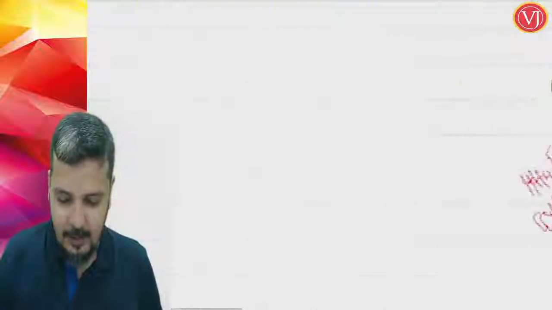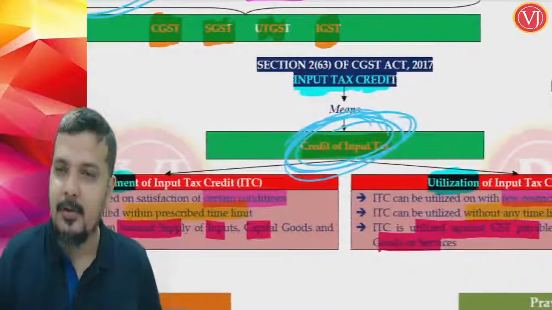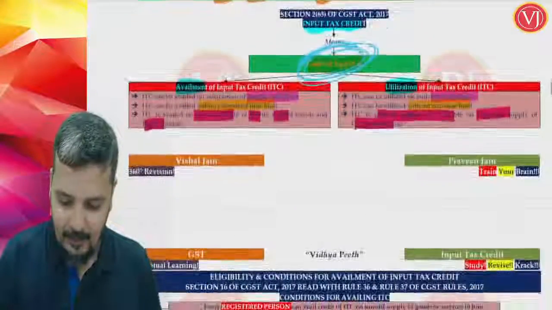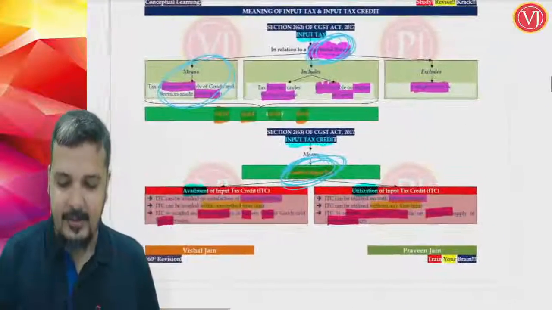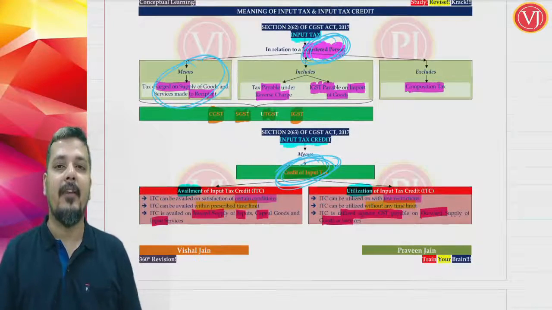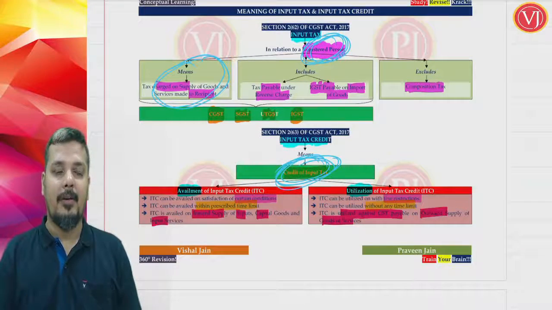So that is all about the definition of input tax and the definition of input tax credit. So these are the definitions which were necessary to understand before moving on to the entire chapter of your ITC.